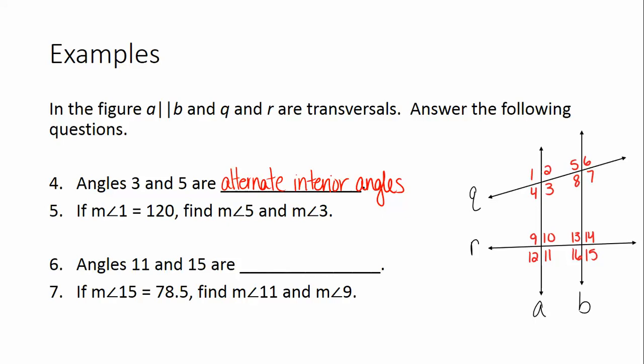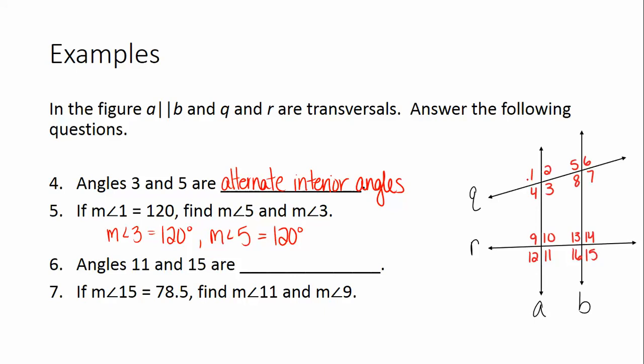We know from above that 5 and 3 are going to be congruent. So all we need to do is find one of them and we can find the other. There are several methods to go about this. We can start by comparing 1 and 3. Remember from the first set of vocabulary terms, 1 and 3 are vertical angles, and vertical angles are congruent. So if angle 1 is 120, angle 3 is 120. So the measure of angle 3 is 120 degrees, and the measure of angle 5 is also going to be 120 degrees. Again, that's because they are alternate interior angles and those are congruent.